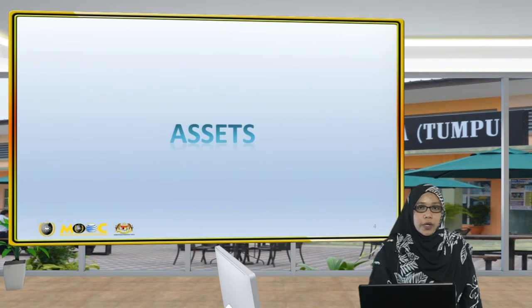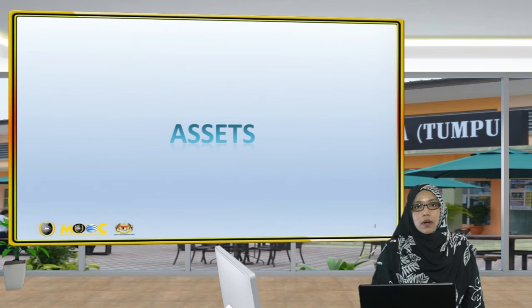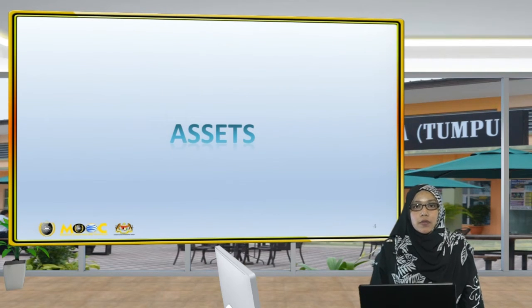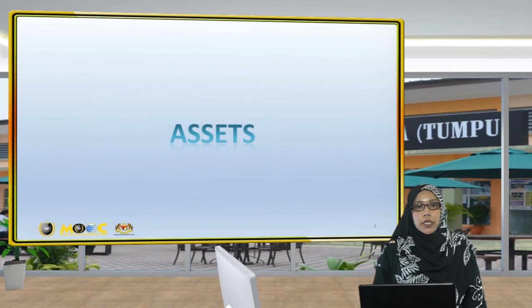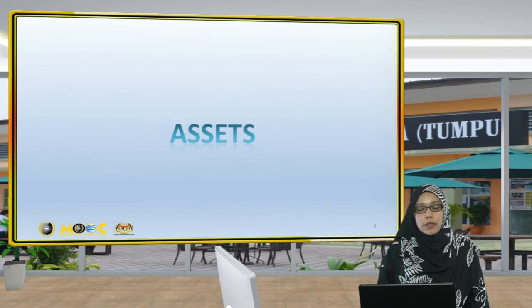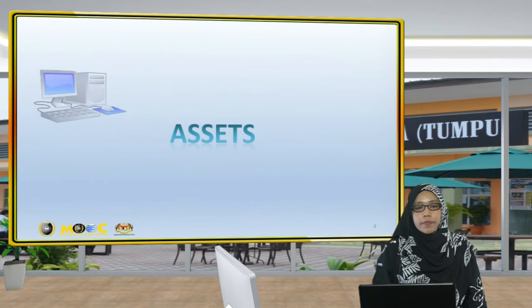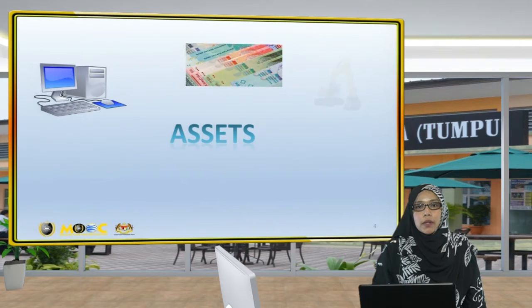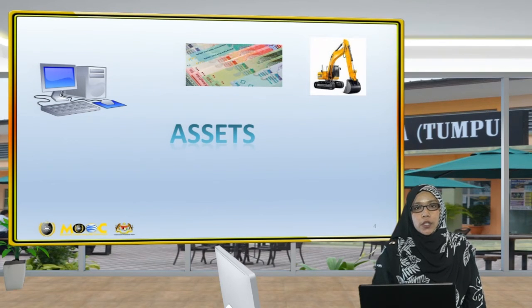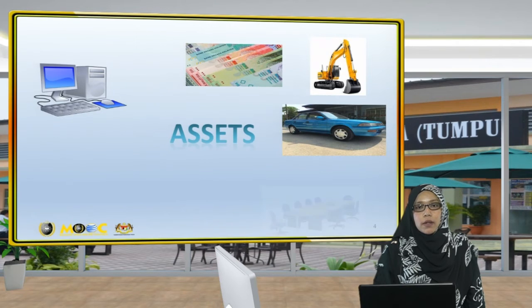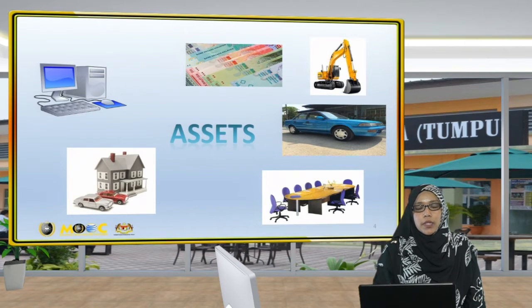We'll look first at assets. Assets are resources owned or controlled by a company. These resources are expected to yield or to give future benefits to the company or business. Examples of the asset are as follows: office equipment, computer, cash, crane, motor vehicles, furniture, building, and others.